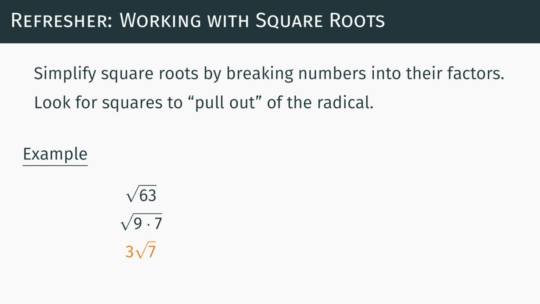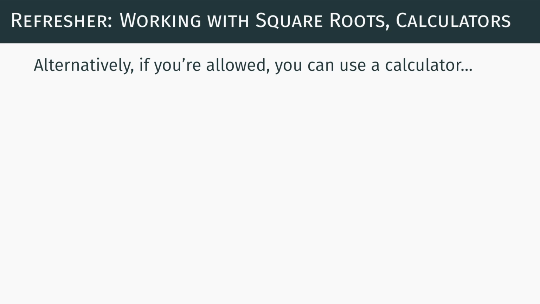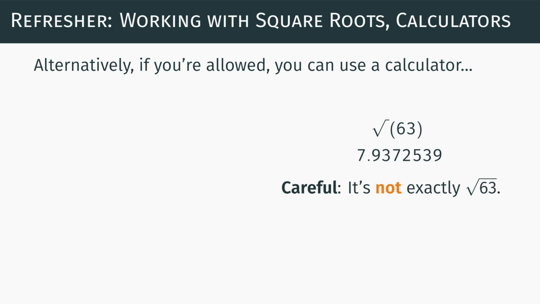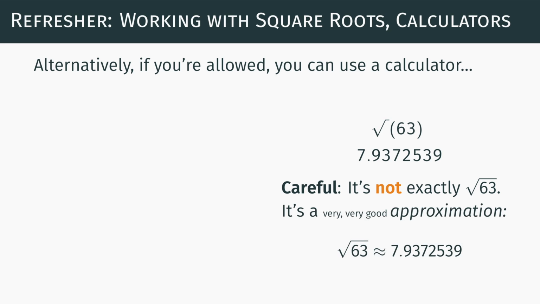Now, an alternative way to do this is you could use a calculator, if you're allowed to. So you can just punch in the square root of 63, boom, you get 7.9372539. Now notice that's not actually what root 63 is. It's a really, really good approximation. Root 63 is roughly 7.9372539, and probably you'll get even more digits on your calculator, but that's not exactly what it is. It's close to the precise number, but the precise number is something that we can't even express by writing it out with decimals. We actually have to write it out with that square root if we want to talk about exactly what it is. So we have to talk about it as 3 root 7.